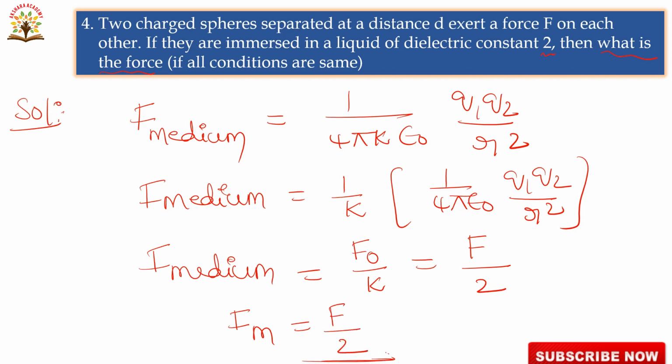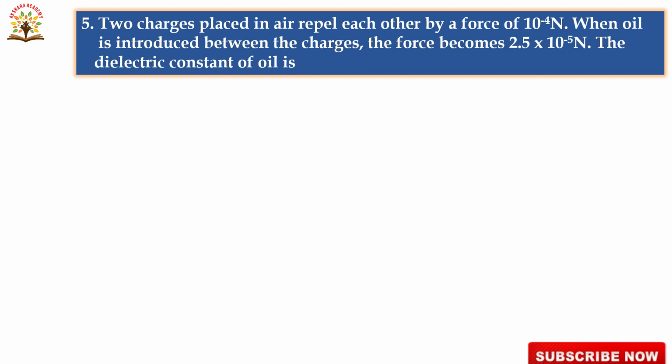Okay, next we'll go to the next question. Two charges placed in air repel each other by a force of 10 to the power of minus 4 newtons. When oil is introduced between the charges, the force becomes 2.5 into 10 to the power of minus 5 newtons. The dielectric constant of oil is? Now we have to calculate the dielectric constant of oil. Now let us go to the solution.